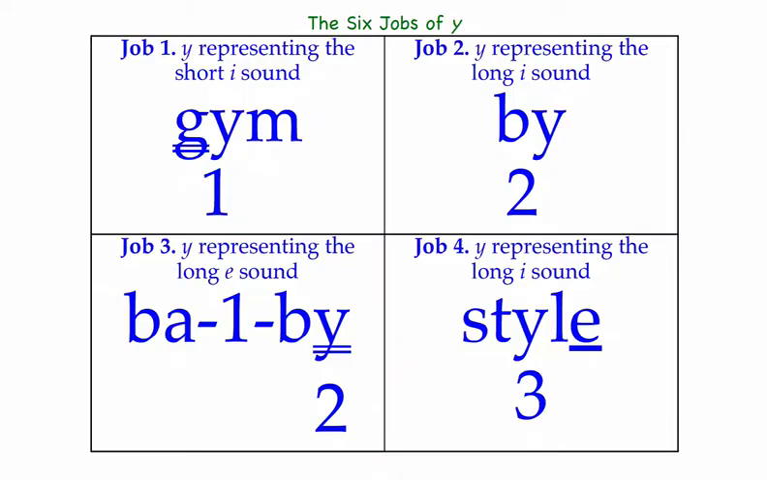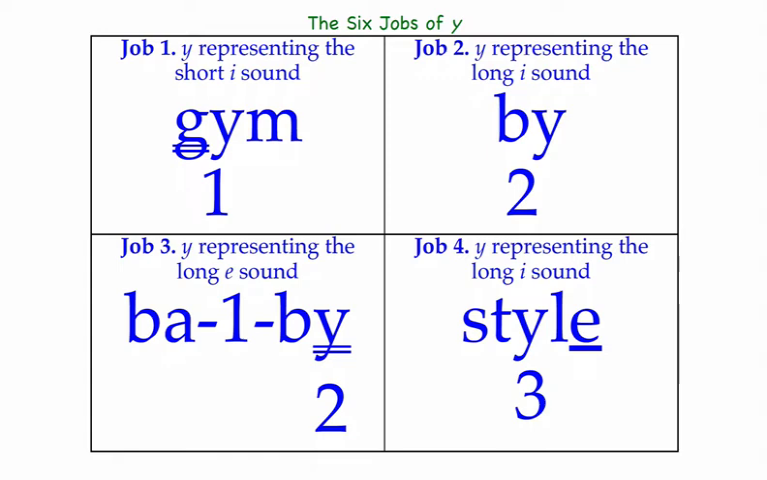Let's review the 6 jobs of Y. Job 1. In the word gym, you have 1 vowel in the word followed by a consonant. In that instance, the Y will represent the short I sound, I, as in gym. Job 2. When Y comes at the end of the first syllable in a word, then the Y will represent the long I sound, as in buy.